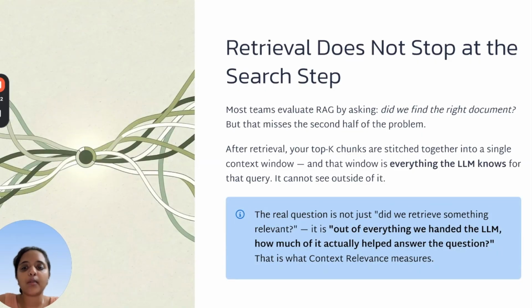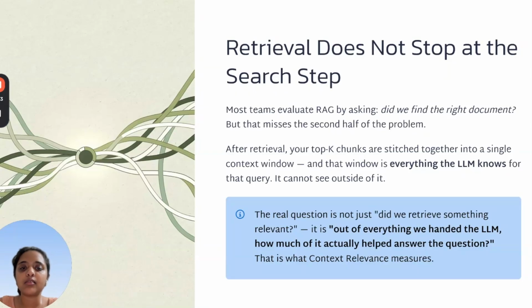Retrieval does not just stop at the search step. First, we learned about hit rate and then MRR. These are the two metrics that we've used to understand what's happening at the retrieval stage. Now we're going to learn about context relevance. So we usually stop at did we find the right document? That is suggested by the hit rate.